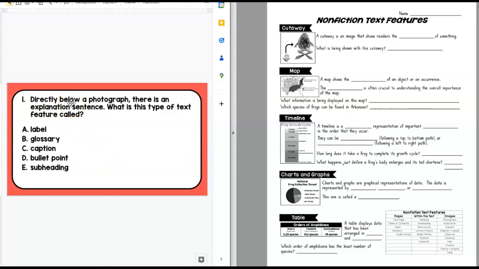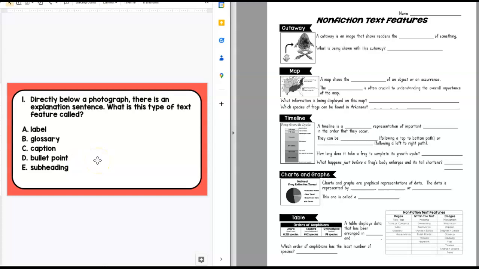So directly below a photograph, there is an explanation sentence. What is this type of text feature called? Is it a label, a glossary, a caption, a bullet point, or a subheading? You should have a letter in mind.